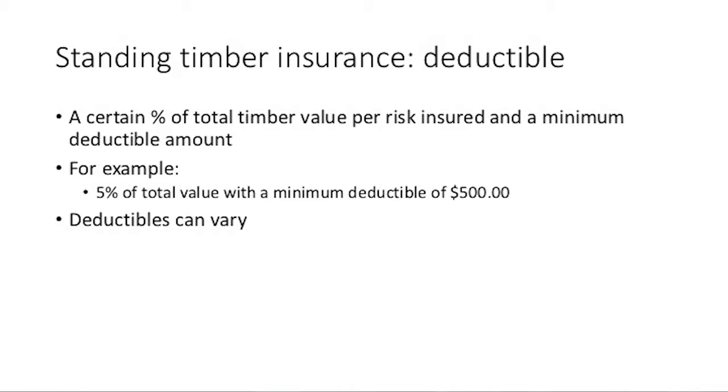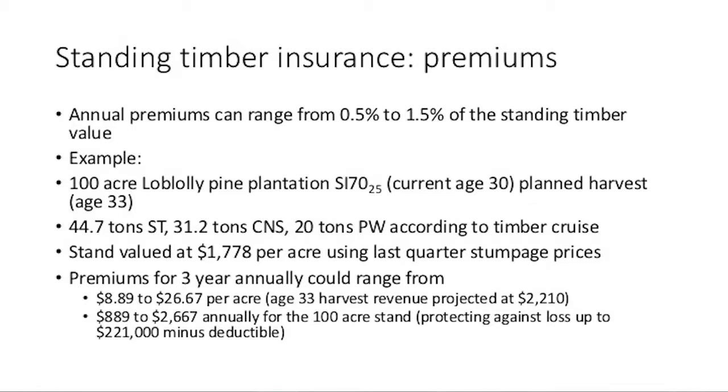So how is the deductible calculated for standing timber insurance? Well, it's a certain percentage of total timber value per each risk insured, and then there's a minimum deductible amount. For example, 5% of the total value of the stand with a minimum deductible of $500. And those deductibles can vary. Now, annual premiums can range anywhere from 0.5% to 1.5% of the standing timber value.